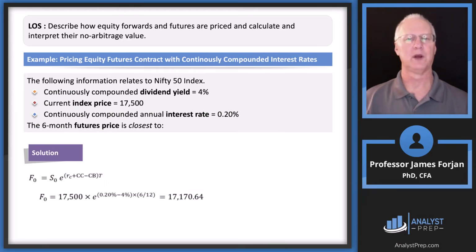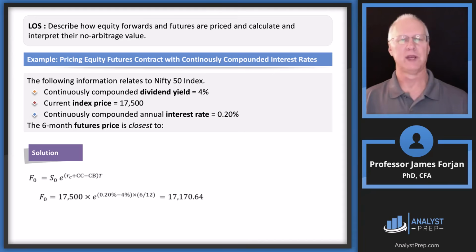Let's take a quick example here. Pricing equity futures contract, continuously compounded. All right. What do we have? Dividend yield of 4%, index spot is 17.5, continuously compounded annual interest rate 0.20%. So the 6-month futures price is closest to.